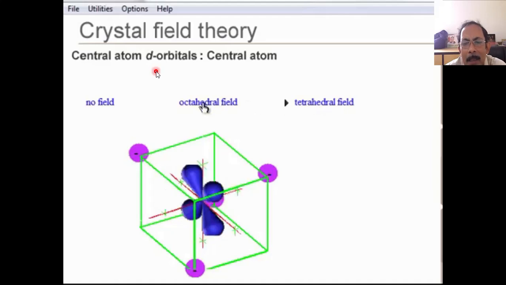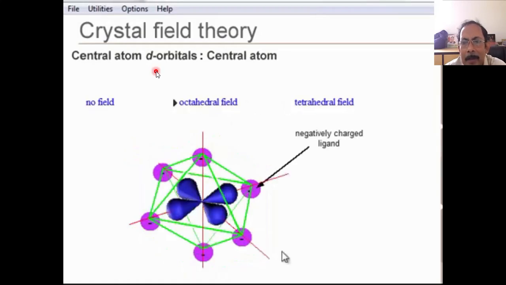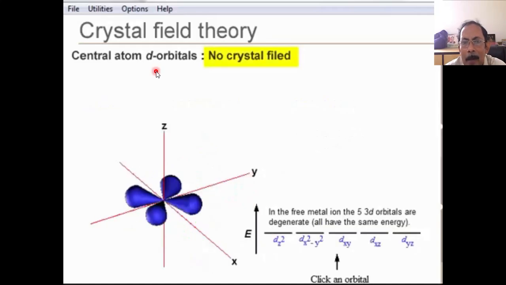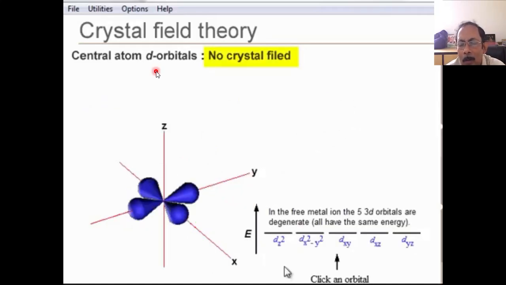In an octahedral field, the ligands are approaching along the axis of the 5 d orbitals. But if you take a tetrahedral field, then it is approaching angularly. For a free transition metal, in the absence of any crystal field, the 5 d orbitals are degenerate.